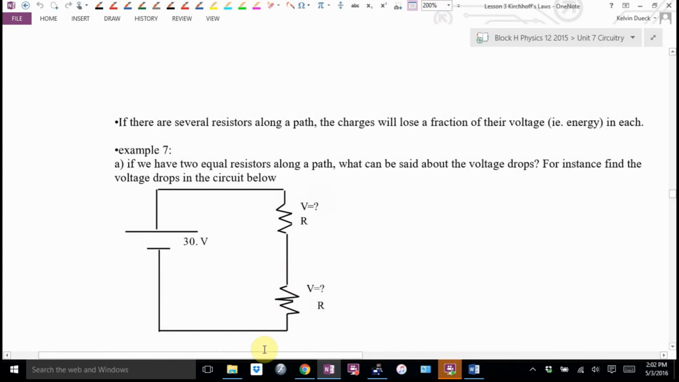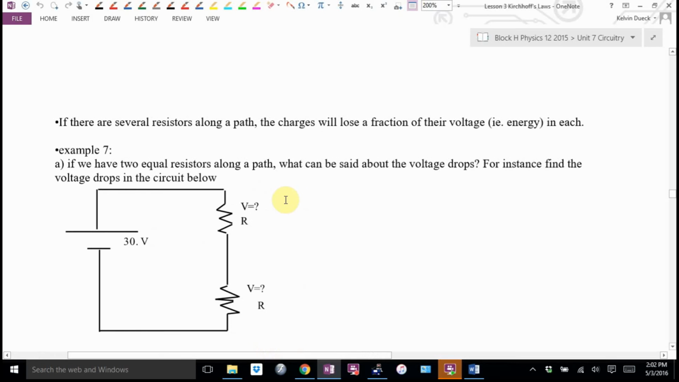If there are several resistors in the same path, this is partly going to answer your question here. The charges will lose a fraction of their voltage in each. And this actually comes out of the current rule. So these 2 resistors are identical. What can you tell me about the current in each of these? How do the currents compare to each other?